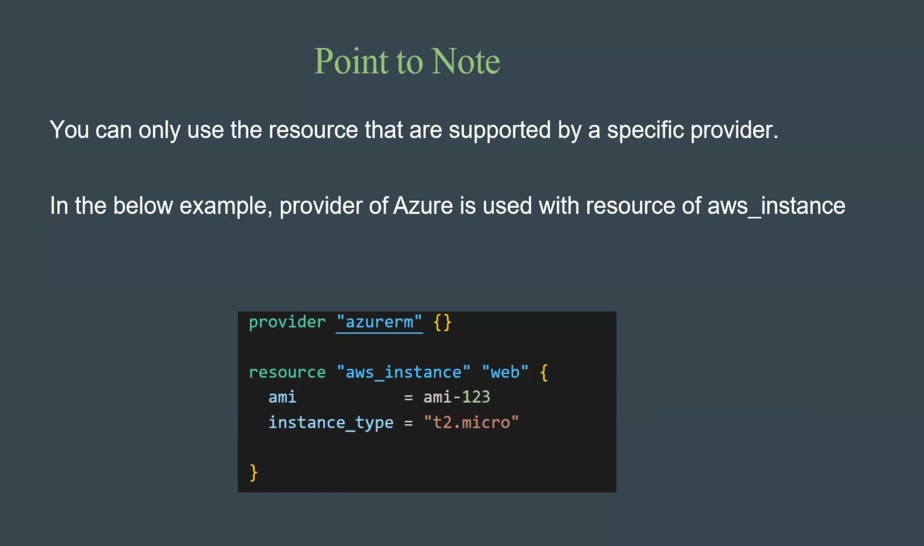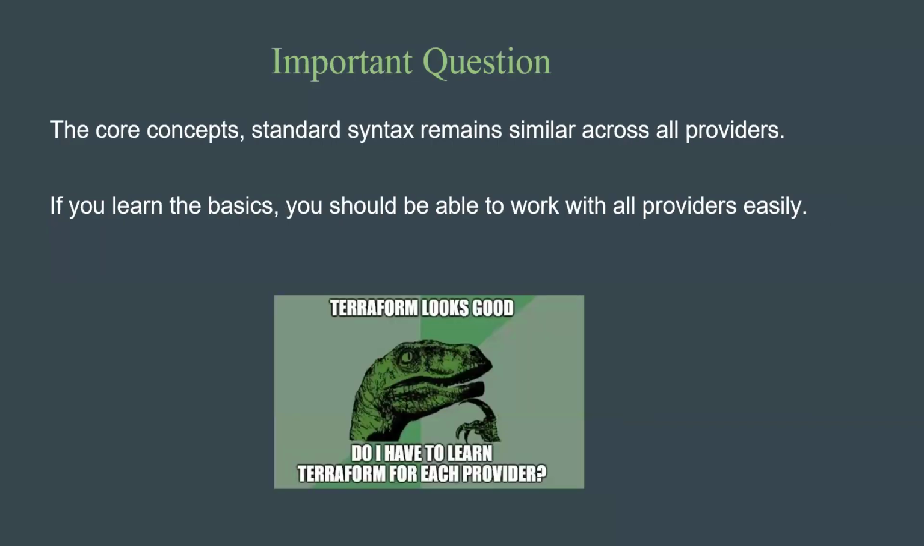In the below example, the provider Azure is used with the resource of the AWS instance. For example, provider azurerm, the resource block is aws_instance web. This is not okay. So the core concept and standard remain similar across all the providers. If you learn the basics, you should be able to work with all the providers easily.